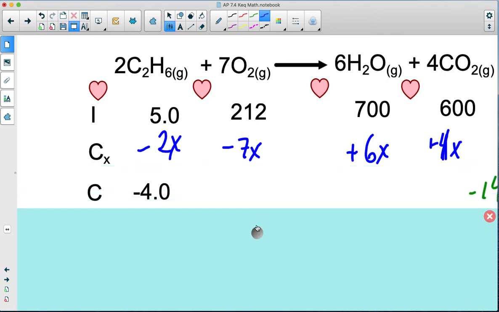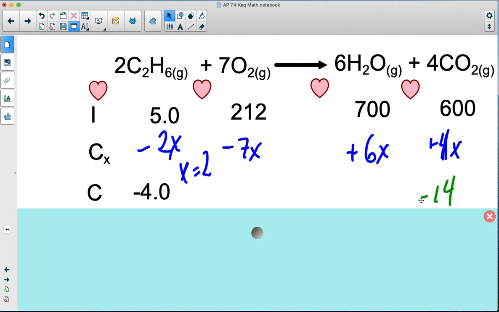Now let's see what the change they actually give us is. This is -4. So from that, you should be able to fill in what these other pieces are going to be. What is the x going to have to be? Well, x is going to have to be 2, because -2x ended up being -4. So this is -2. From that, you should be able to fill in what these other pieces are going to be. -14 plus 12 and plus 8. Smile and nod that those are our changes.